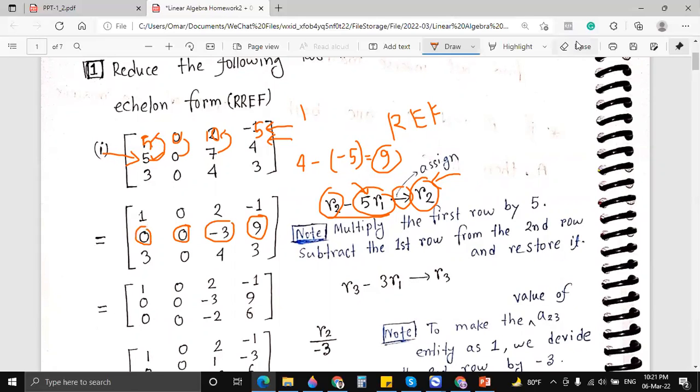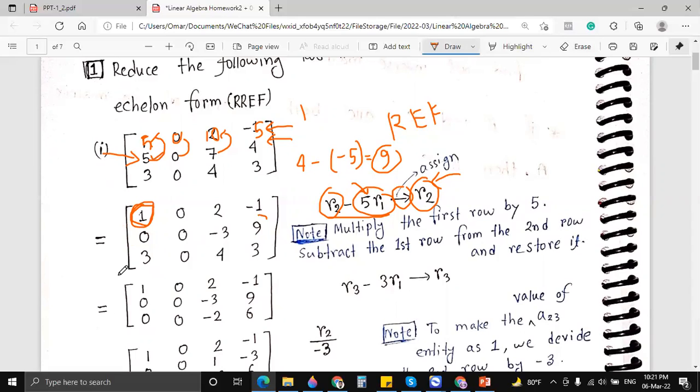So our main target was here. We wanted this number to be 0 because our first pivot point was 1, right here. We want all the values below this pivot point to be 0. So we got our first 0. Fine, now let's move down.